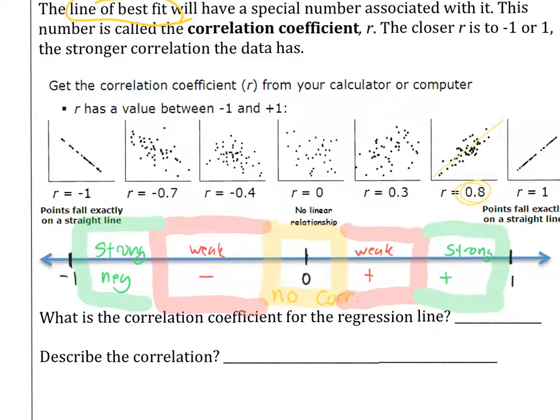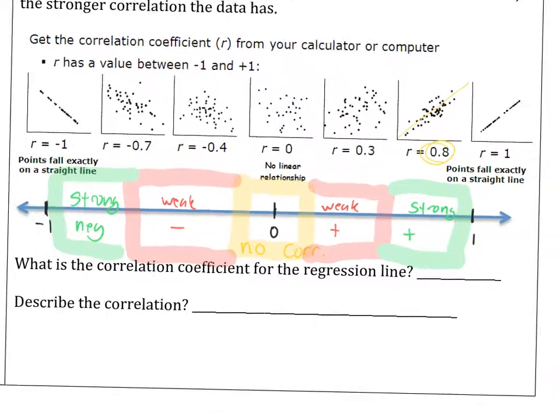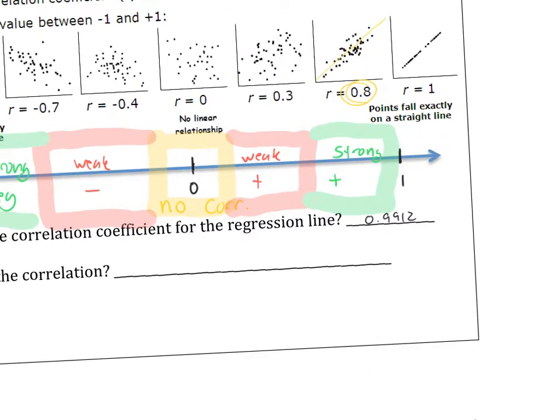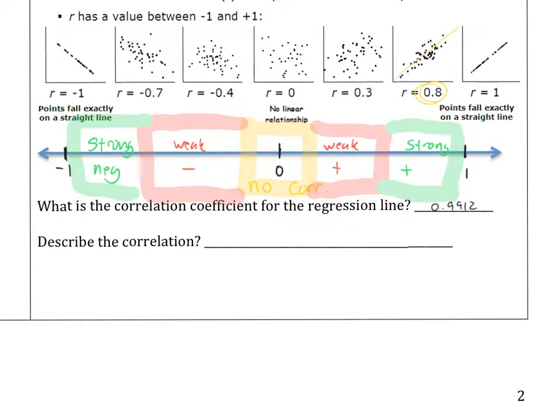The correlation coefficient for the regression line that we just calculated, if we recall, was 0.9912, which, as we can see, is a very high correlation. So the description of that would be very strong positive.